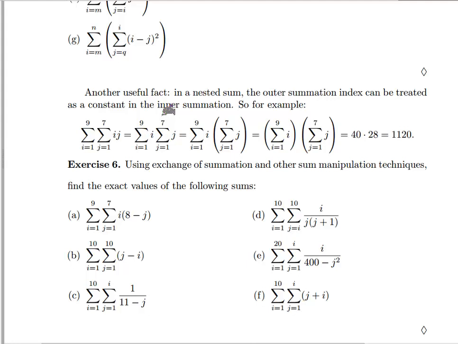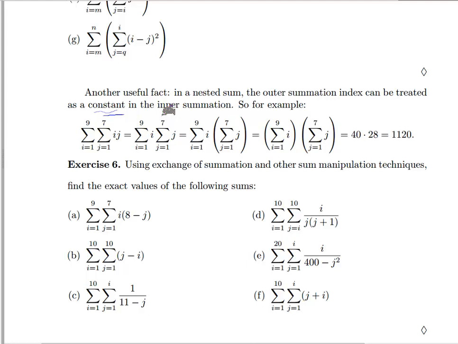Now in this case, if you have a nested sum, the outer summation index can be treated as a constant in the inner summation. Okay, so let's follow this through. Suppose I have the sum i equals 1 to 9 of the sum of j equals 1 to 7 of ij. I didn't draw the parenthesis, that's understood. Now in this inner sum, i does not vary. What does that mean? I can pull i out of the summation in front of the summation, just as I could if i were a constant. Okay? The resulting sum here, I emphasize by putting parentheses here.